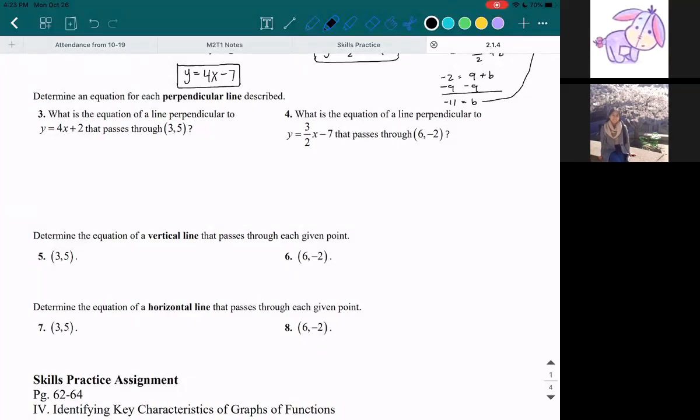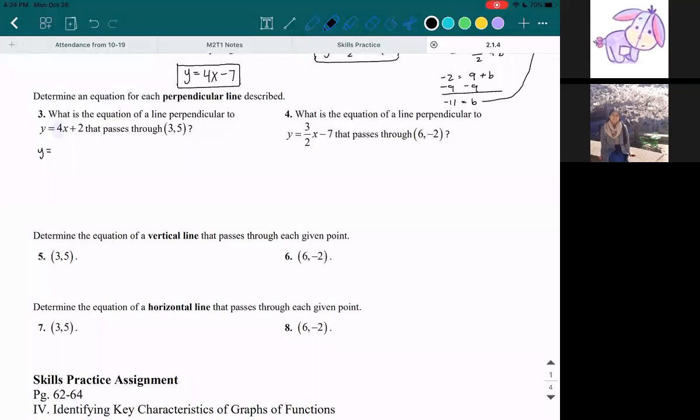All right, so next we're going to determine an equation for each perpendicular line described. What is the equation of a line perpendicular to y equals 4x plus 2 that passes through (3, 5)? My bad. So the first thing we need to do is focus in on our slope. The slope they gave us is 4, but we're going to need to do the opposite reciprocal.